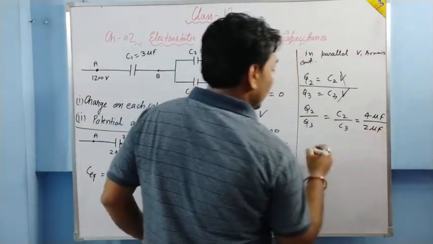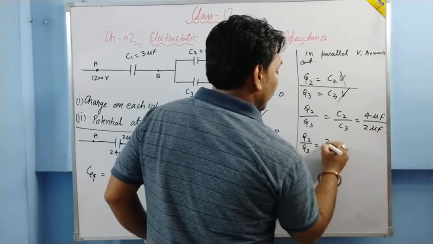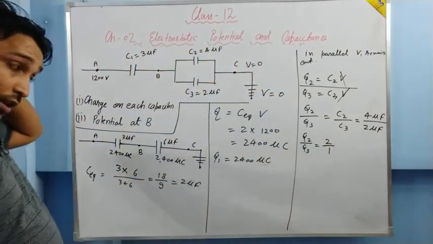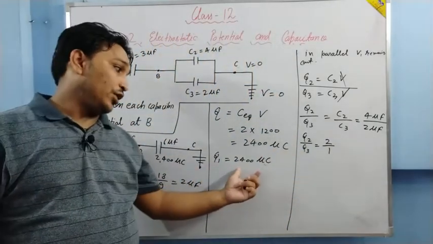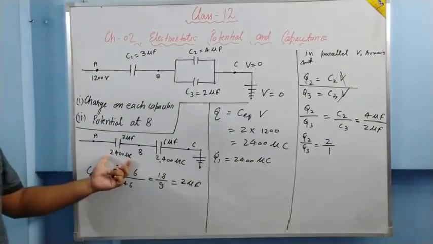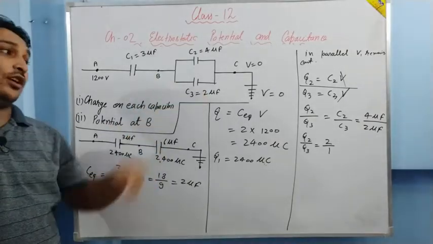So 4 is to 2 is to 2 is to 1. So Q2 upon Q3 is equal to 2 is to 1. This is the ratio. Okay? And when we sum them, it should be what? 2400 microcoulomb, because 2400 microcoulomb is there on the 3 microfarad as well as on the 6 microfarad, which is the combination of 4 and 2.